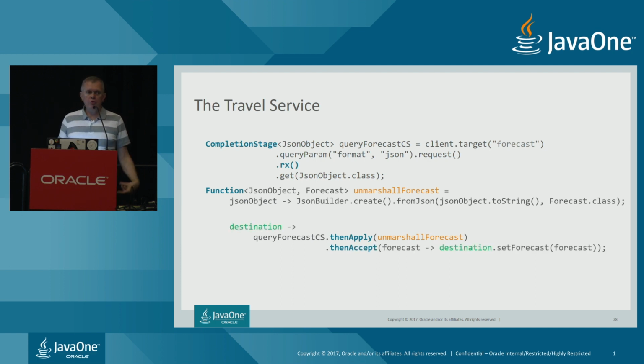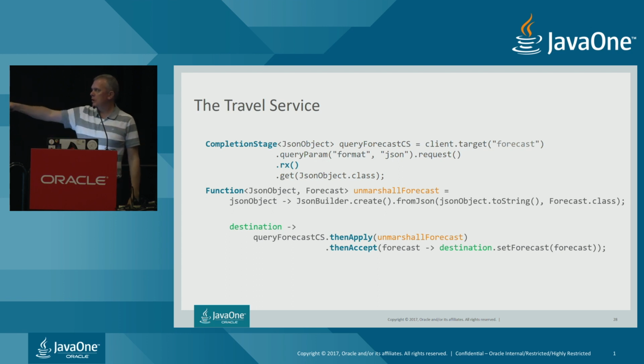All right, so I need to wrap that into a method that takes a destination. This destination will first trigger a request on the forecast REST server that will return a JSON object. This JSON object will be unmarshaled by the unmarshal forecast function. And then once I have this forecast object, the idea is to set a special property of my destination object with this forecast object, thus making this forecast available directly in my destination bean.